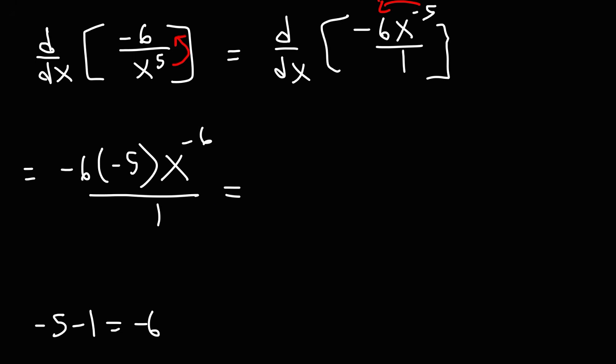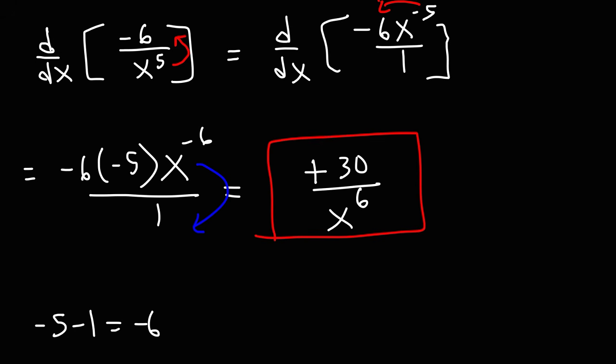So what we're going to do next is we're going to move the x variable back to the bottom, and we're going to multiply those two numbers. Negative 6 times negative 5, that's positive 30. And we have x to the 6 on the bottom. So this is the derivative of negative 6 over x to the 5th power. So now you know how to find the derivative of a rational function. Let's move on to finding the derivative of a radical function.